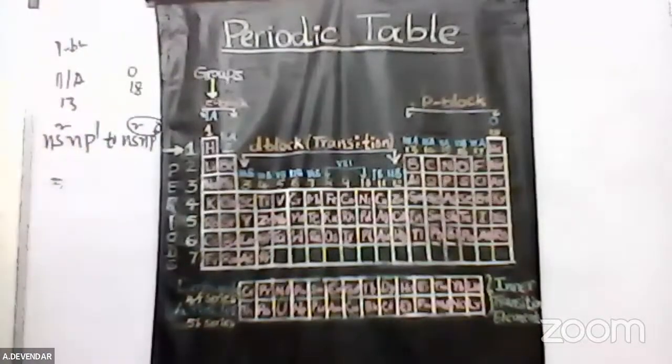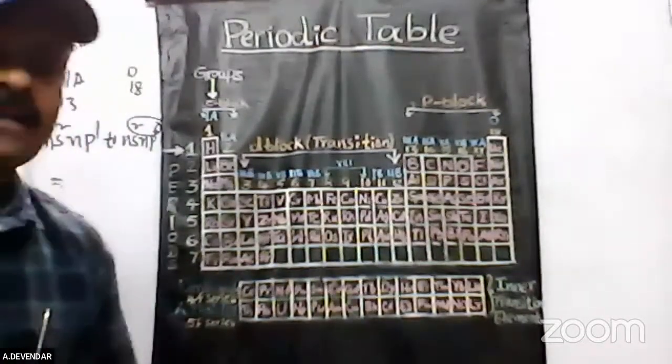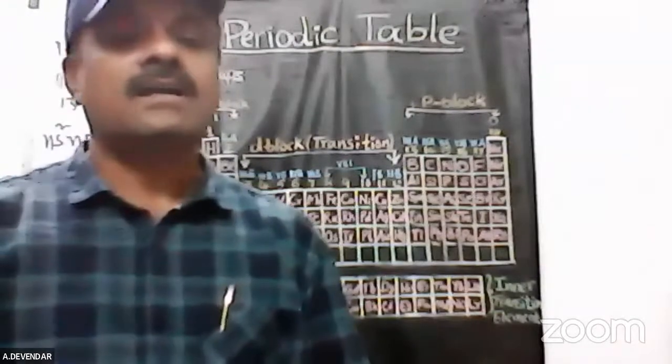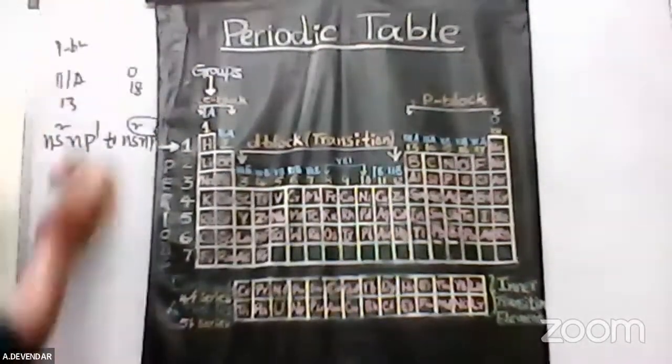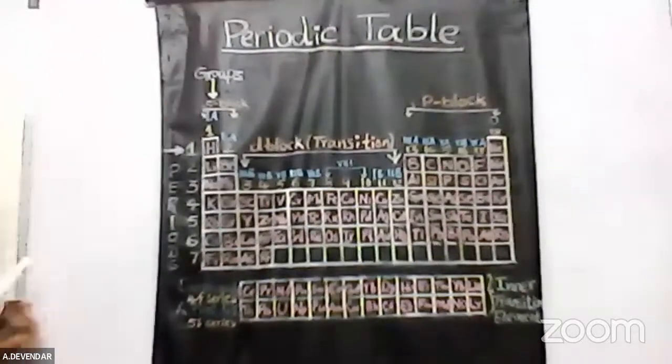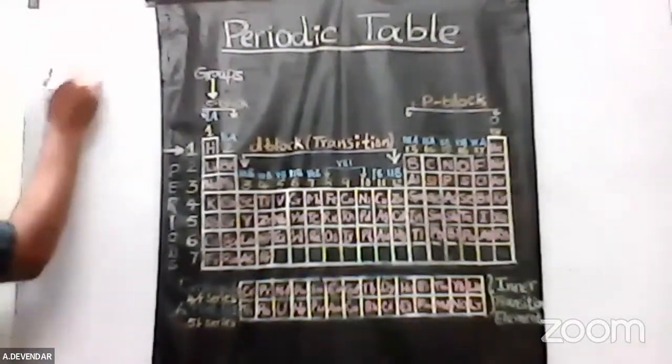So what differentiates? Now coming to the D block elements. What do you mean by D block elements? The last electron enters into the D orbital. That is called D block element. The D block elements, the general electronic configuration. I'm writing the general electronic configuration of D block.